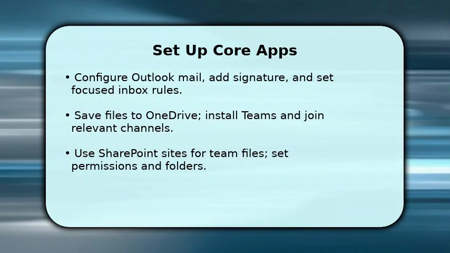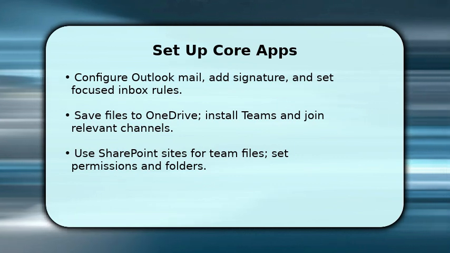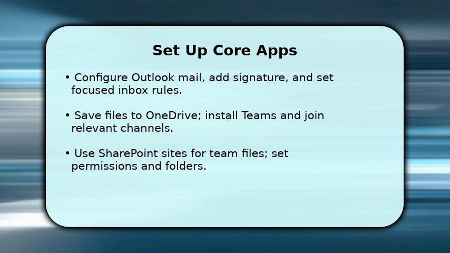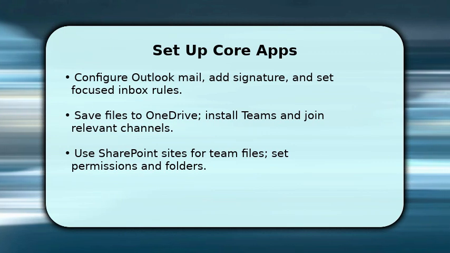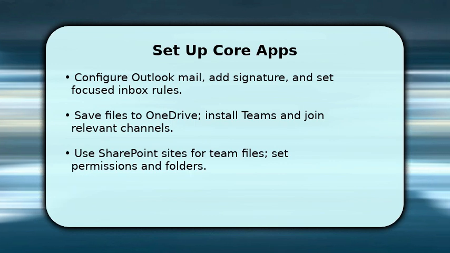Once done signing in, you configure core apps that you'll use daily. In Outlook, set up your mailbox, add a professional signature, and create focused inbox rules to filter noise. That saves time. Then install Teams, join the channels for your projects, and pin key chats. Save documents to OneDrive by default and organize shared content in SharePoint sites so permissions follow your team structure. Doing this establishes a single source of truth and reduces version conflicts across collaborators.